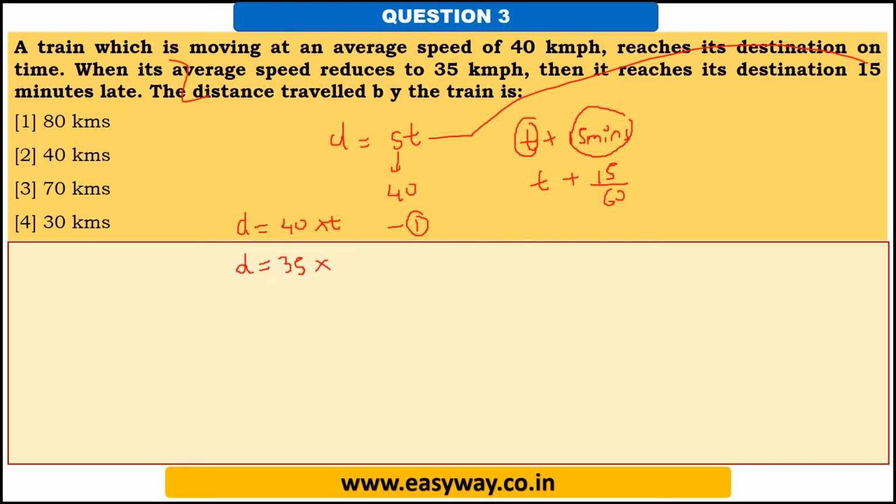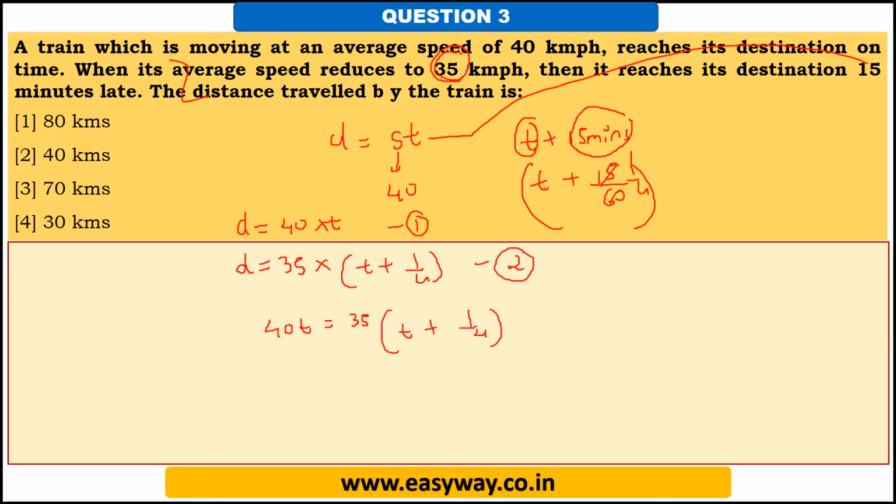So now the new time, when the speed is 35 km per hour, will be t plus 15 upon 60, which we can write as t plus 1 by 4, because 15 fours are 60. This is equation number 2. Now we can equate equation number 1 and 2. So 40t is equal to 35 into (t plus 1 by 4).